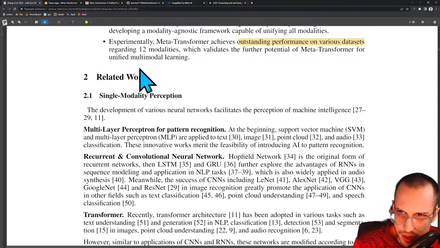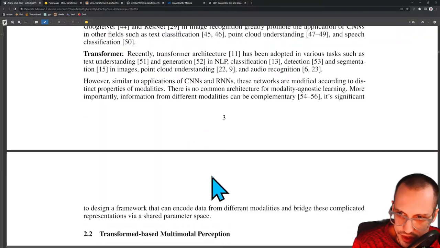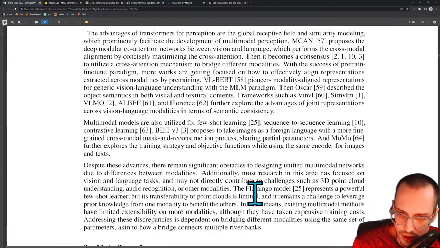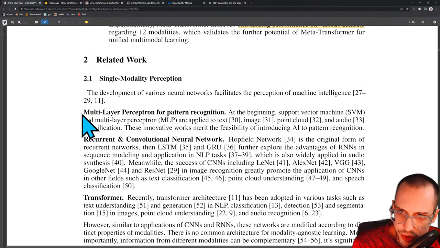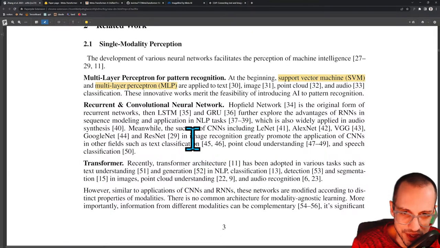Single modality perception, related work. So in this section here, they're going to talk about the related work. Let's see what they bring up. Multilayer perceptron. Damn, dude, at the beginning, they're really starting with ancient history, support vector machines, and multilayer perceptrons. Okay, seems like kind of a weird place to start.